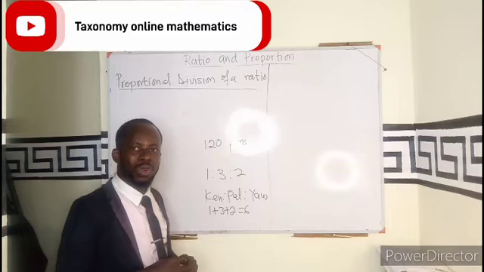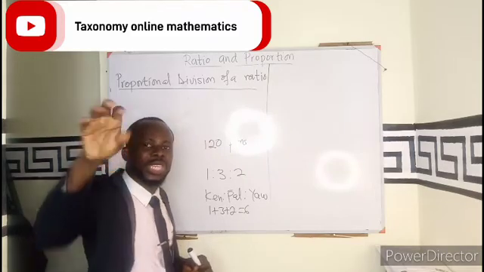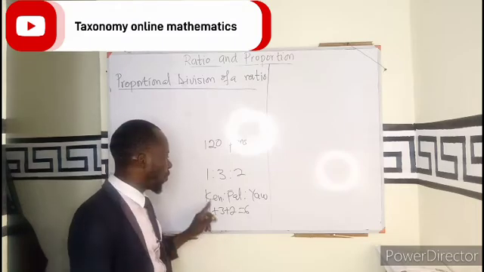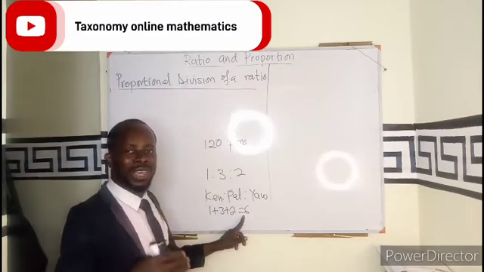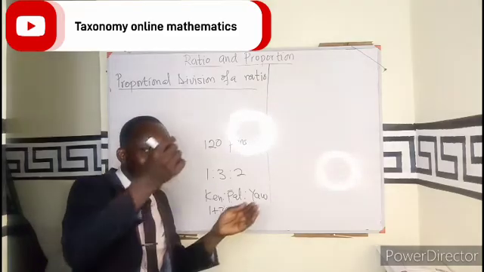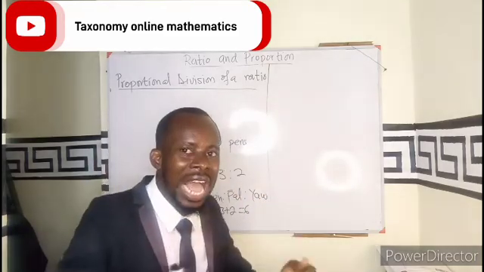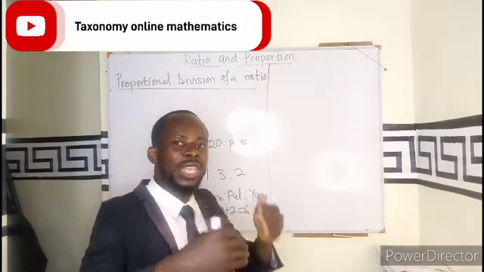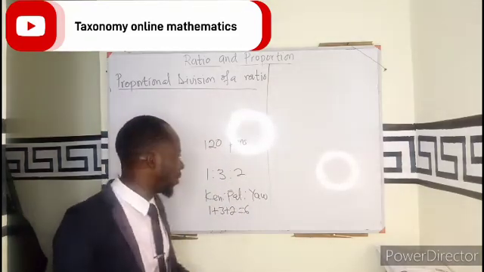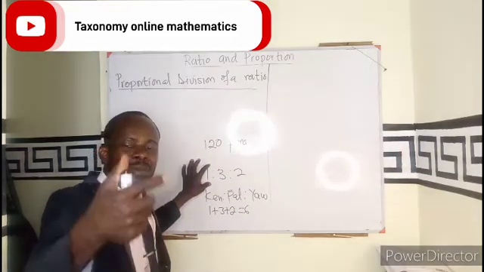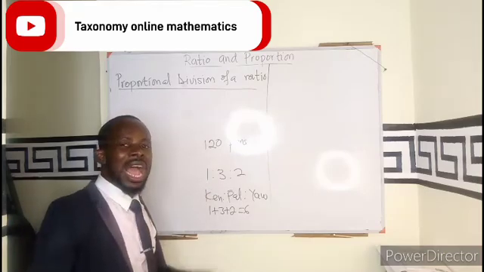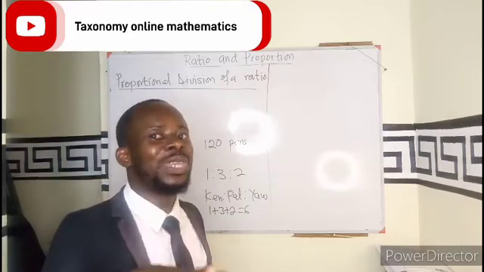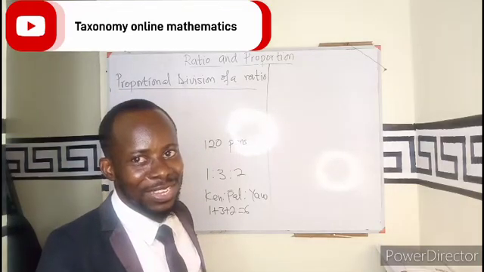Then I am going to find the share of each person. Ken, what is the part of the total ratio I am giving to Ken? So I'm going to express each of the ratios as a fraction of the total ratio multiplied by the quantity to be shared. Interesting, right?